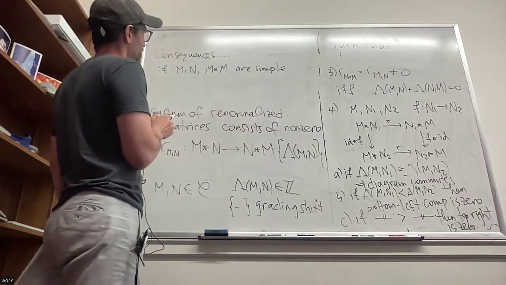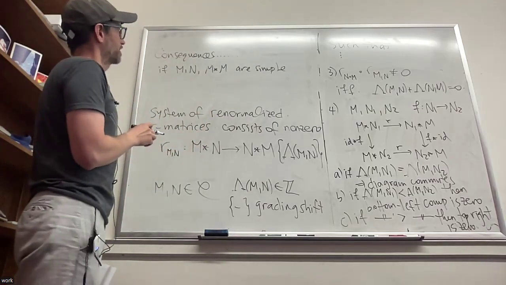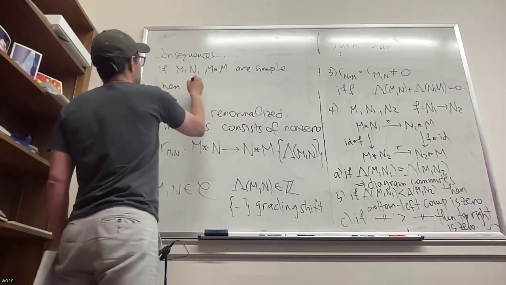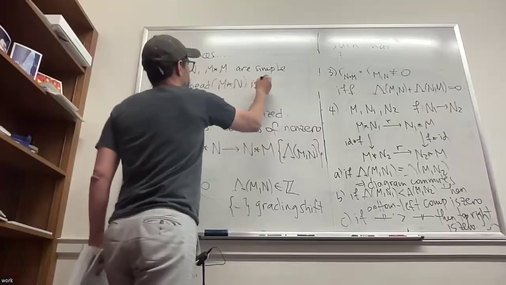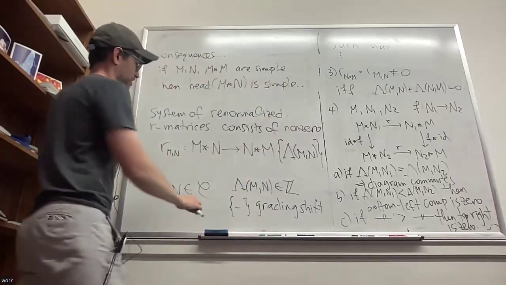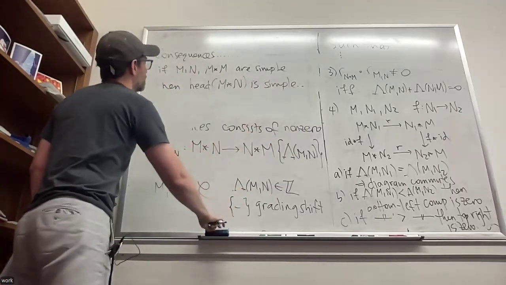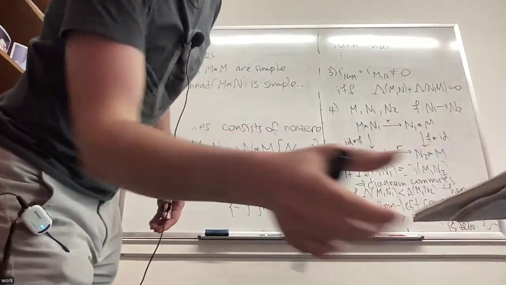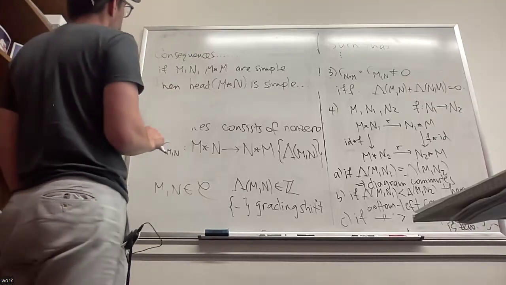So if M and N and M composed with M are simple, then the head of the composition M with N is simple. So things like that. What is head? I do not understand anything of what you said, including the word head. Okay, let's clarify it.